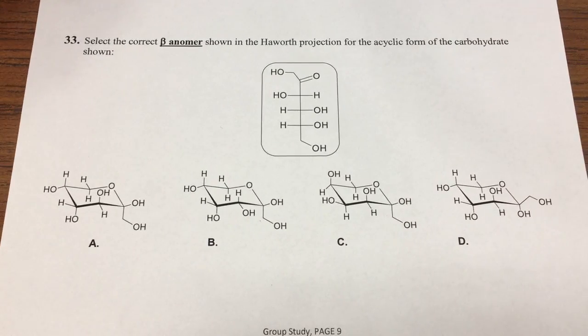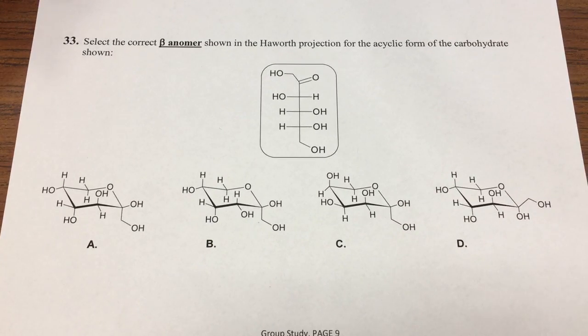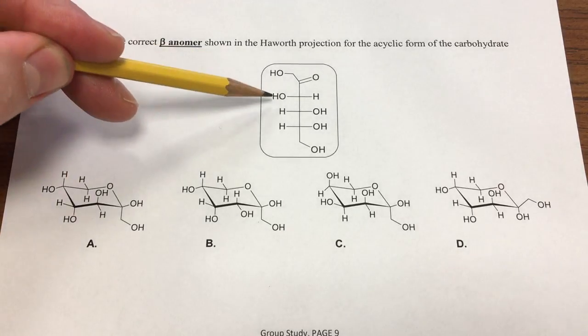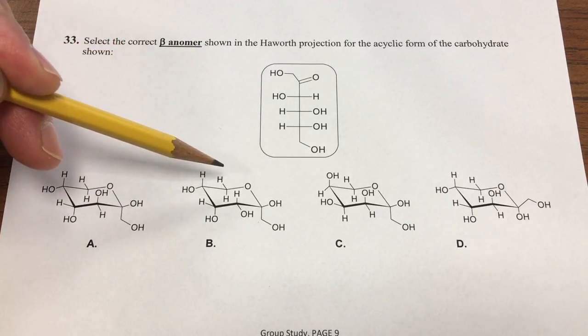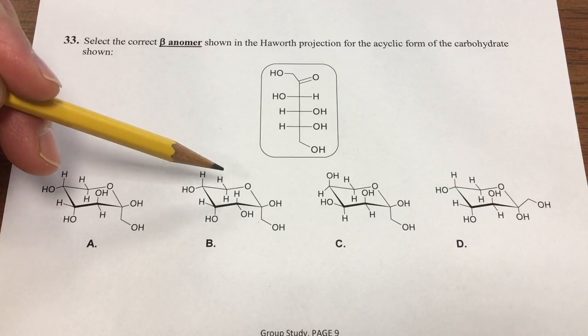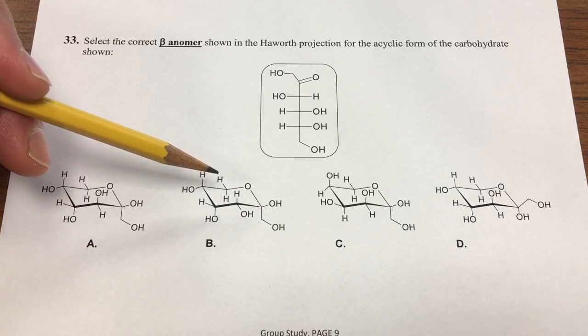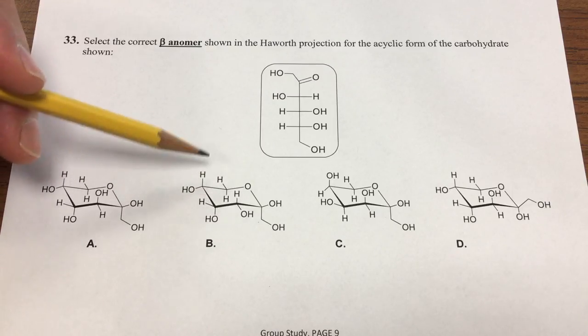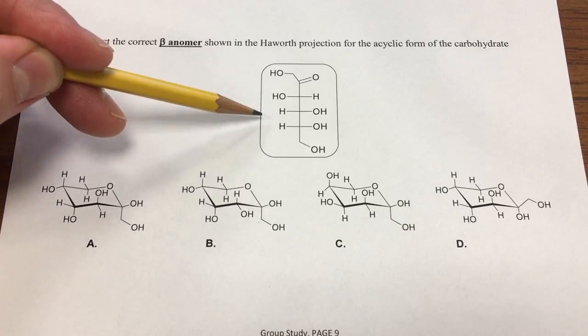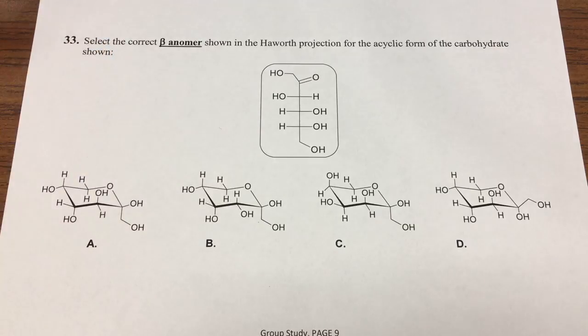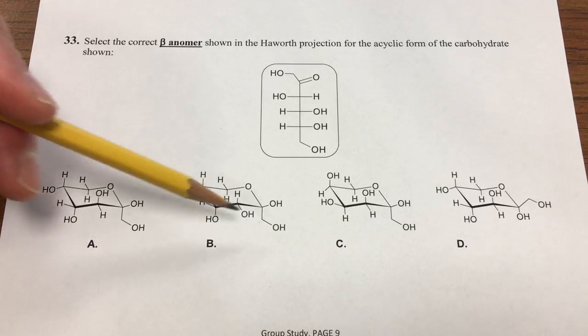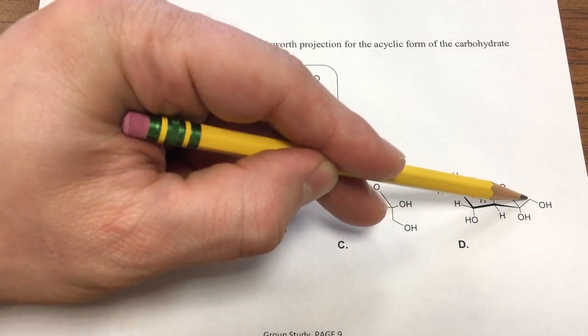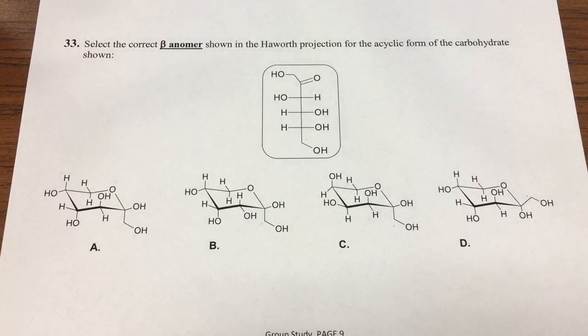Last one here, number 33. Again, this is going from a linear structure to a cyclic structure here, but now we're in the chair structure representation. Keep in mind, I also may ask you to go from a chair or Haworth projection back to the linear, where the linear would be in the answer choices. But let's see here, this is a ketose, and we can quickly scan through here to make sure that all of these are ketoses. It looks like they are.